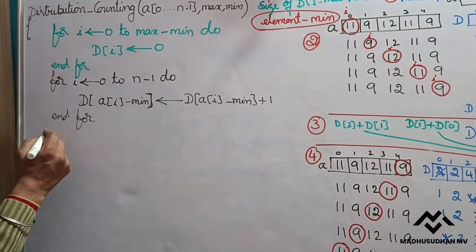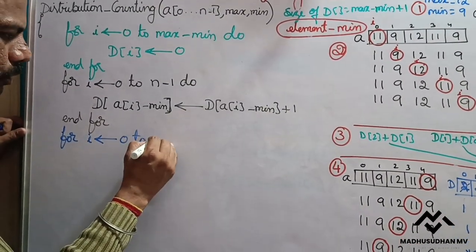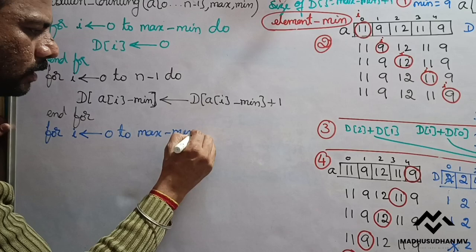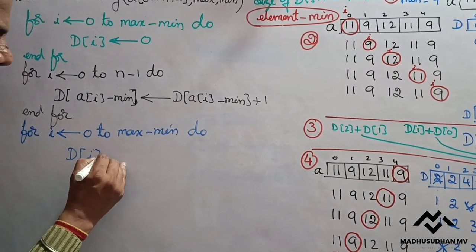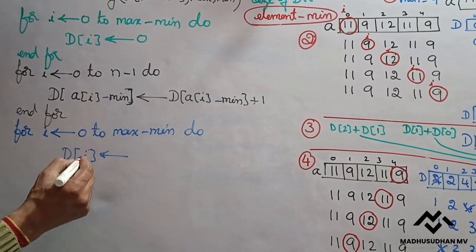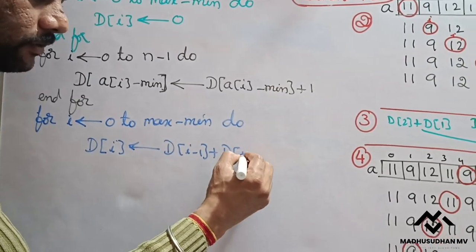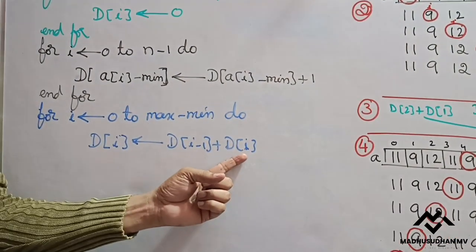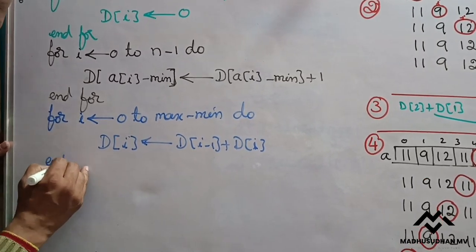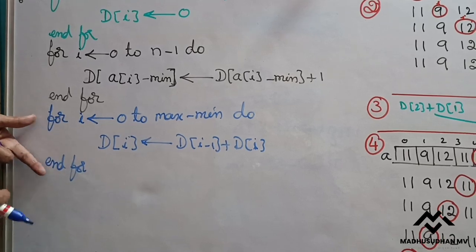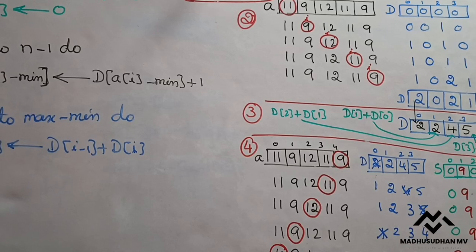So I will write: for I is equal to 0 to max minus min. What we did, simply I make D of I equal to its previous plus itself, D of I. Its element and its previous element I added and stored in the same place. Okay, this is end for. This for loop is just to find out the distribution values. That is the third step over.